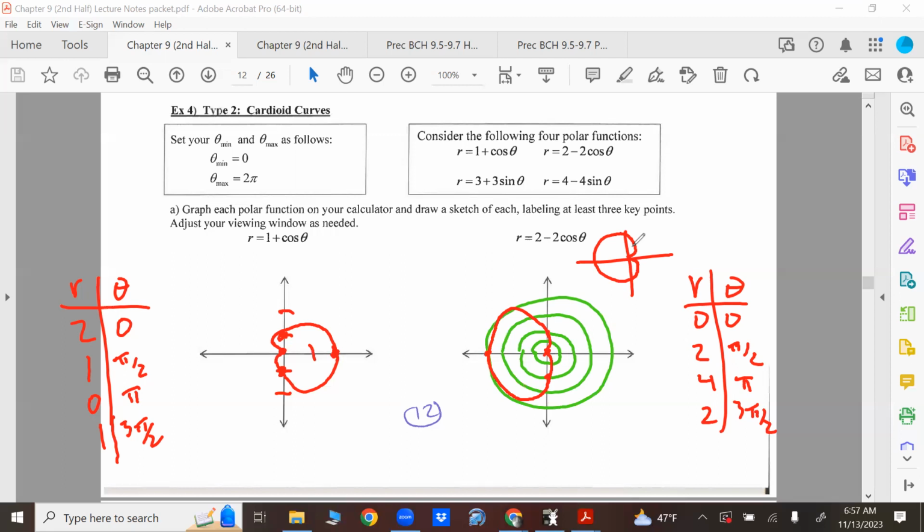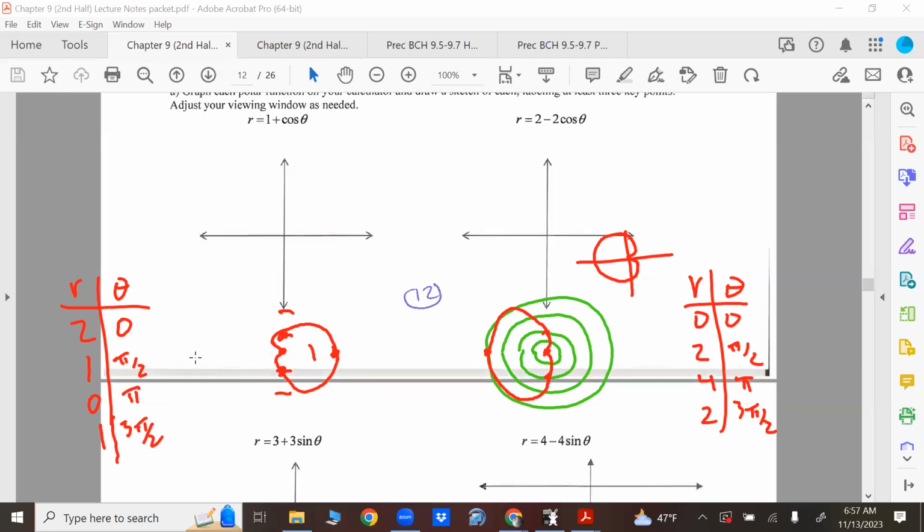I did four key points here: the intercepts with the theta equals pi over 2 line, the pole, and then obviously over here at 4 comma pi. So that's what we get there.